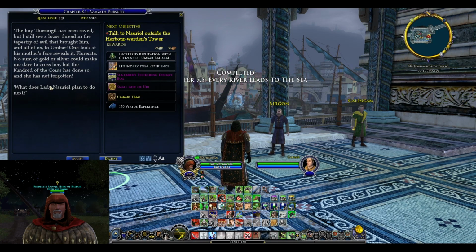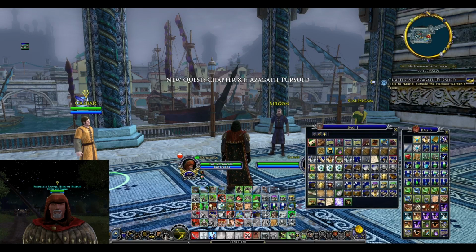The boy Thorongil has been saved, but I still see a loose thread in the tapestry of evil that brought him, and all of us, to Umbar. Okay, one look at his mother's face reveals it, Floricita. No sum of gold or silver could make me dare to cross her, but the Kindred of the Coins has done so, and she has not forgotten. What does Lady Nariel plan to do next?